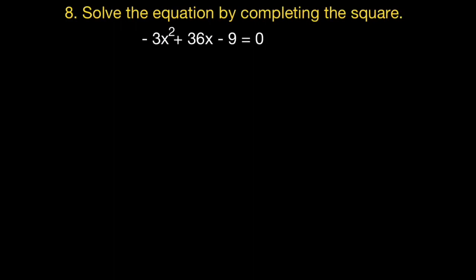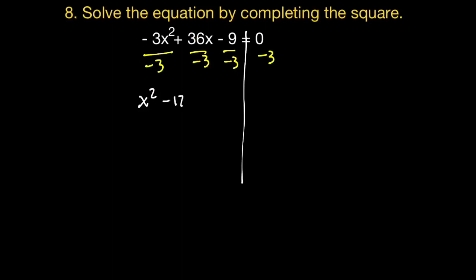We will use a similar approach to the one in number 7. Here I realize that the leading coefficient is not 1, so I'll divide the entire equation by negative 3. So here I'm going to divide everything by negative 3 to remain equal, and I'll be left with x squared. And now here 36 divided by negative 3, that's going to give me a negative 12x. And then negative 9 divided by negative 3 should give me a positive 3.